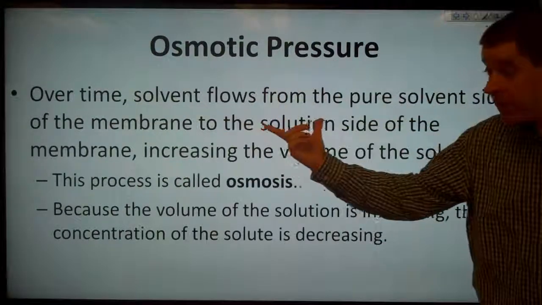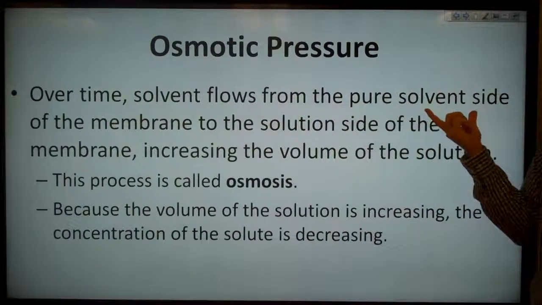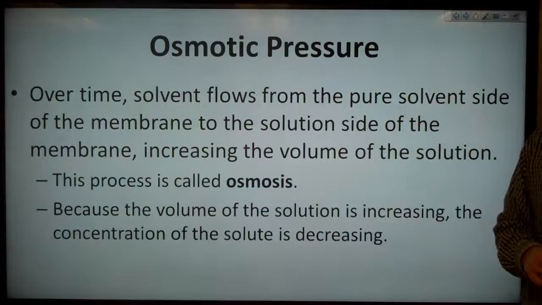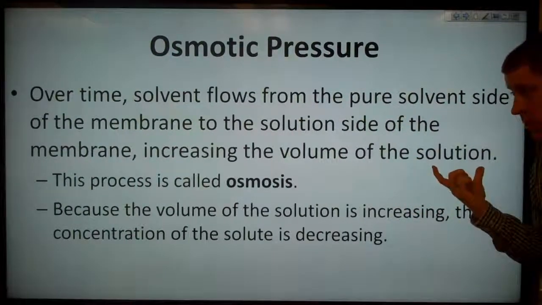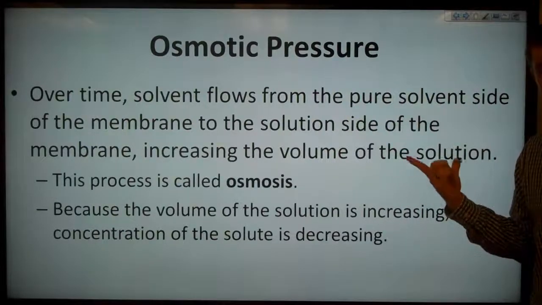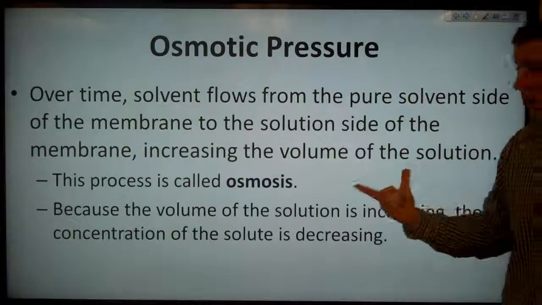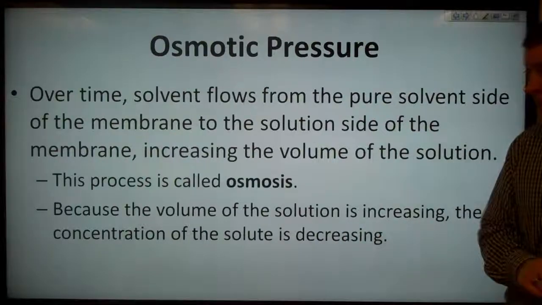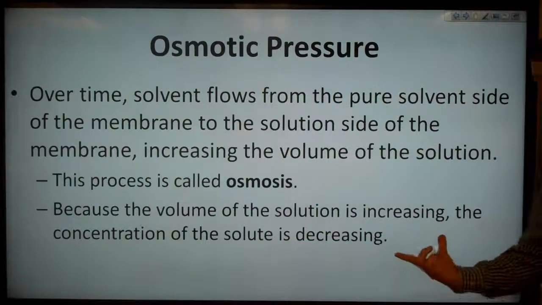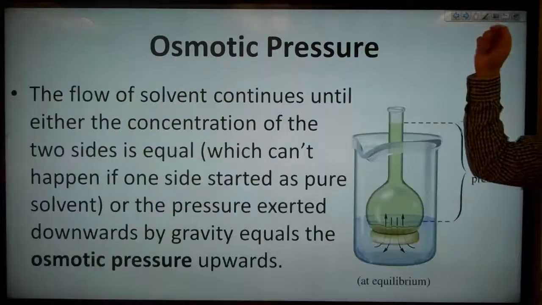So over time, our solvent flows from the pure solvent side of the membrane to the solution side of the membrane, and this increases the volume of our solution, which then of course decreases the concentration of our solute in solution. And this process is called osmosis. So because the volume of the solution is increasing, again, the concentration of our solute is decreasing.